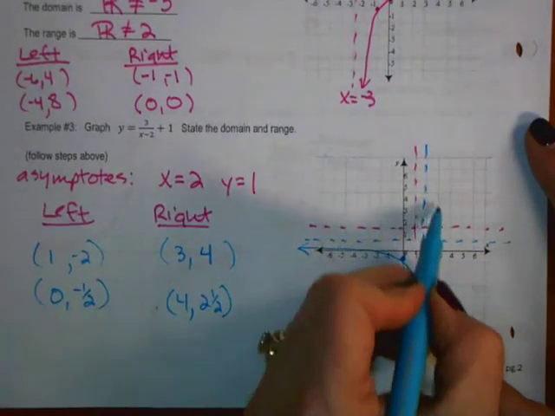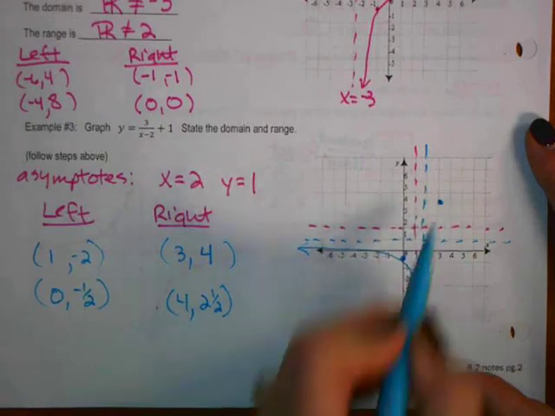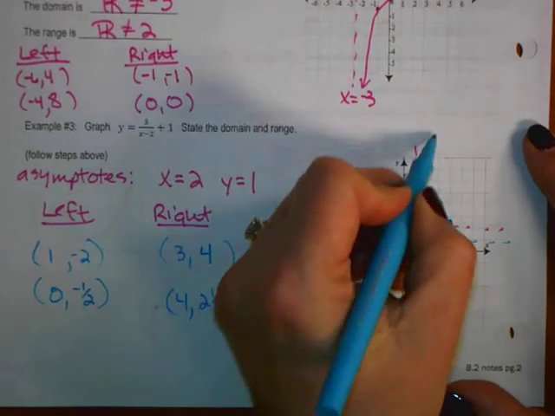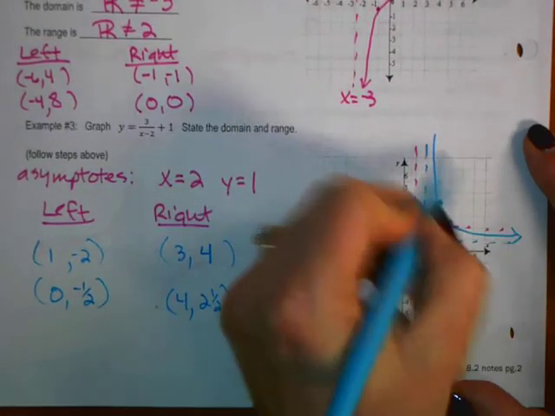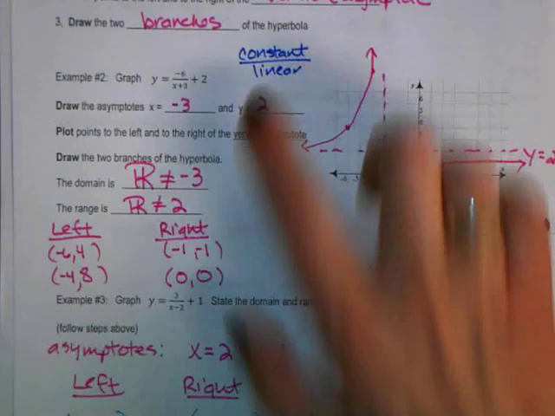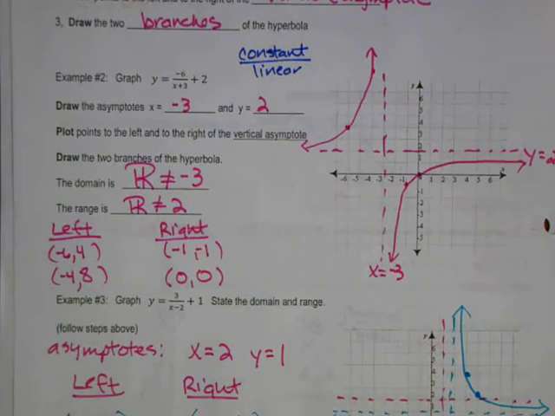Over 3, up 4. Over 4, 2.5. So, that's not so bad, huh? So far, we've looked at constant over linear. That was the first part of 8.2. Okay?